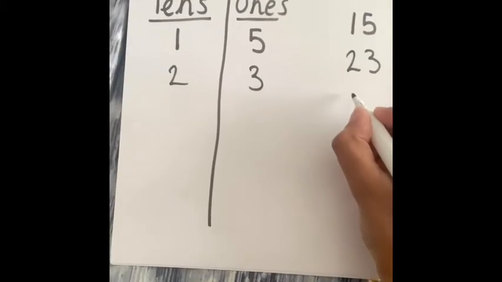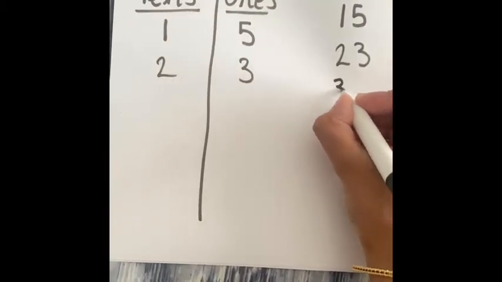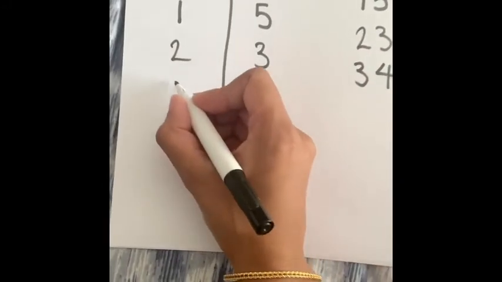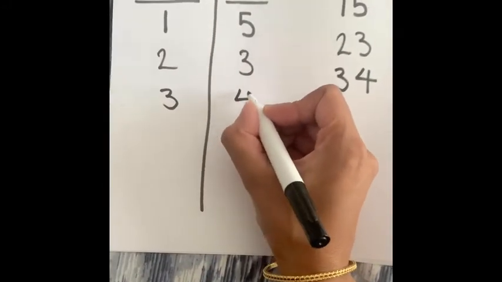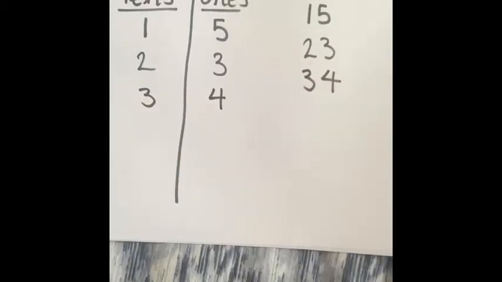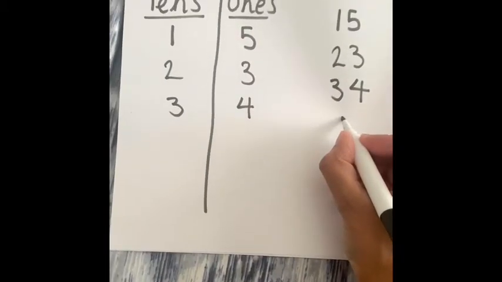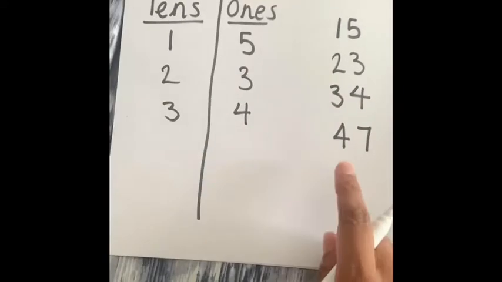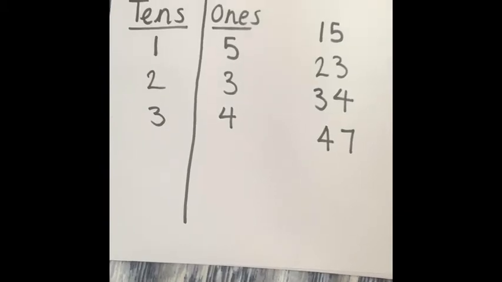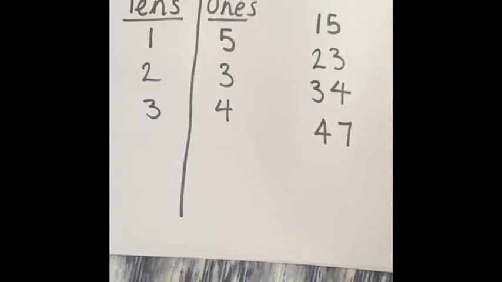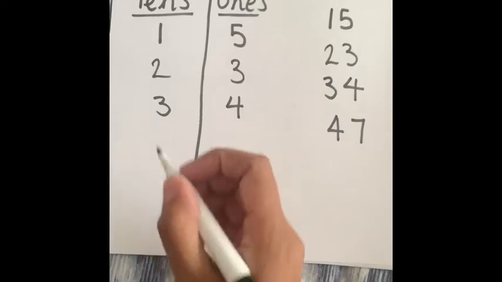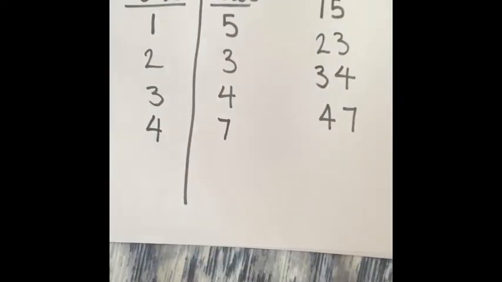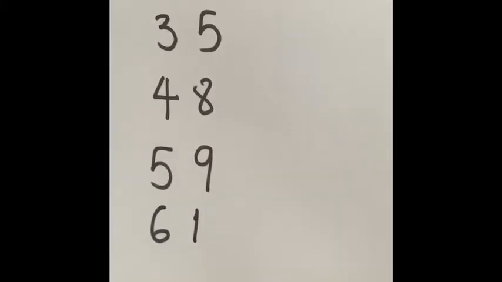Now let's look at the third number, 34. 34 has 3 tens and 4 ones. 47. How many tens and ones does 47 have? That's right, it has 4 tens and 7 ones. Here I have 5 numbers.